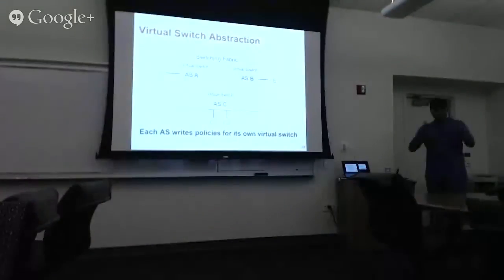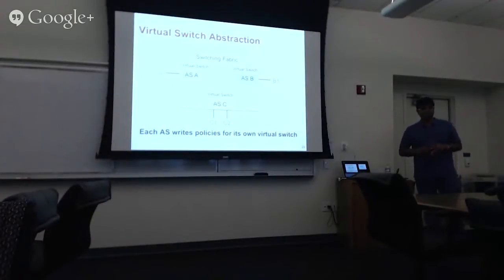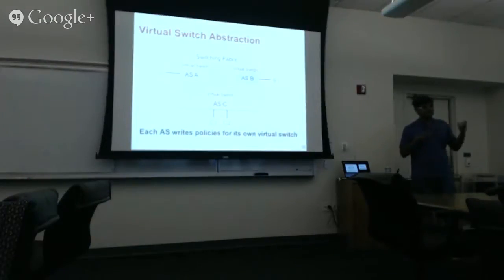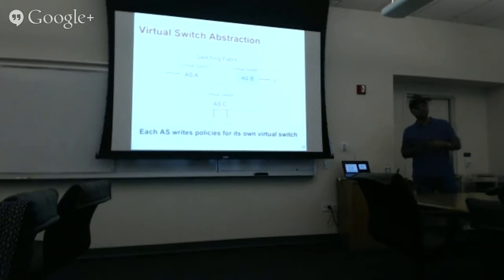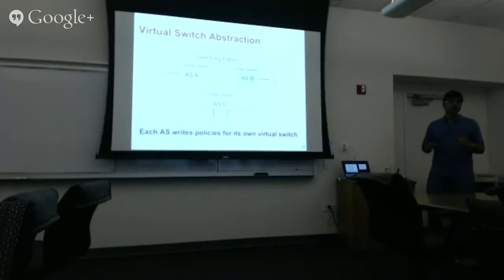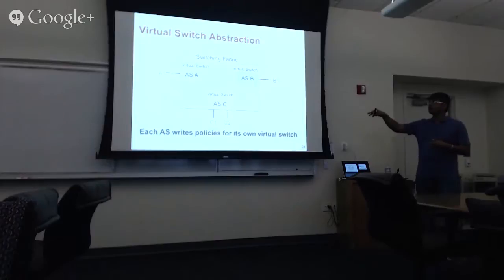And virtual switch abstraction, because we all love virtualization. So what we did was provide each participant with their own virtual STX. Everybody has an illusion that they are the sole programmer of their own virtual STX switch, and each of them expresses their policies for their virtual switch. And these virtual switches interconnect with each other according to the peering policies they have. So in this case, A, B, and C are all interconnected with each other.